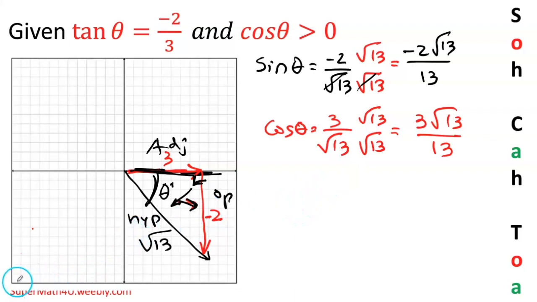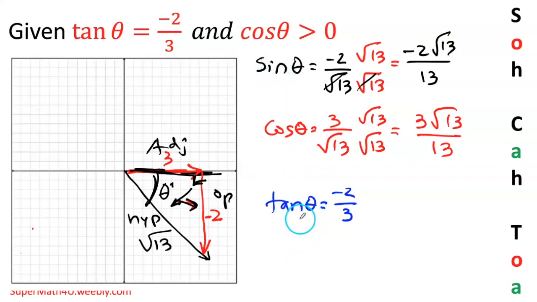Last but not least, let's do the tangent. Now, tangent of the angle is opposite over adjacent. Opposite, negative 2 over 3. And that's it. There's nothing to simplify there. So these are my 3 basic functions.